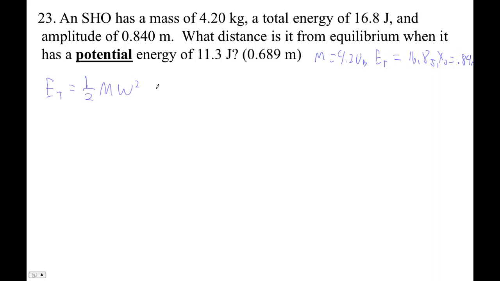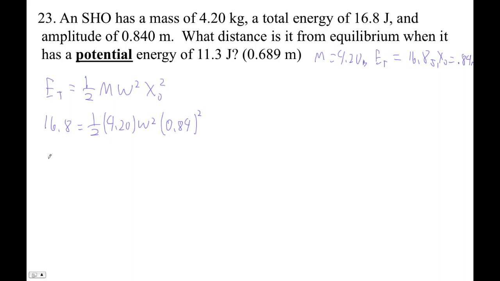M omega squared x naught squared. Okay, so total energy is 16.8, and that is 1/2 times 4.20 times, oh, that's it. We're going to use this to find omega, aren't we? If I give you the total energy, we'll use that formula to find a missing thing, right? If you have no idea what to do, I kind of tell you what to do. So let's find omega here.